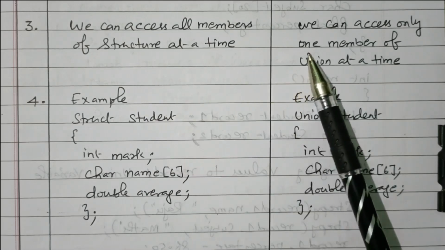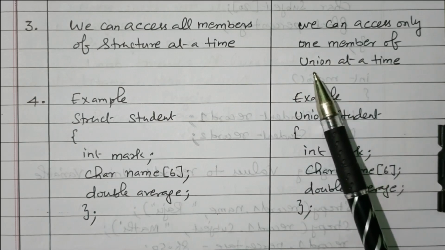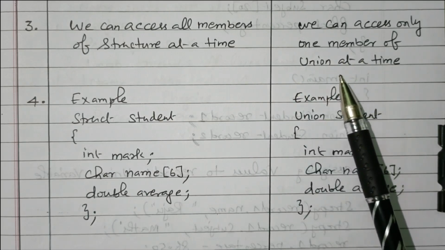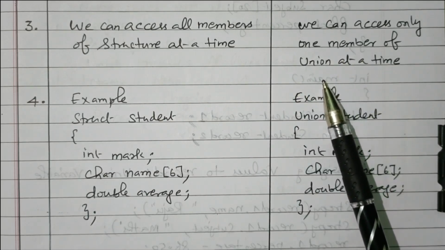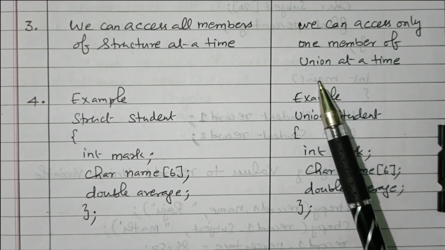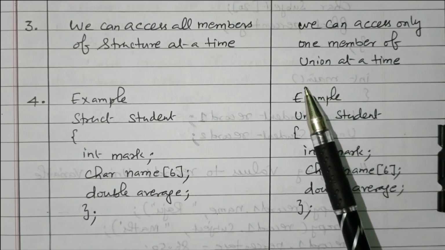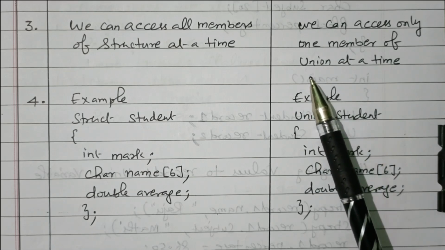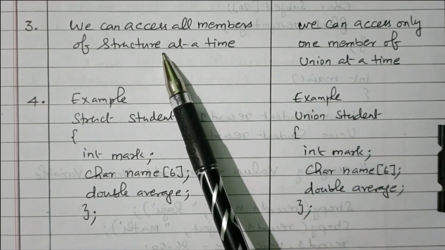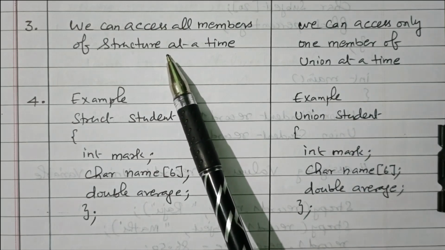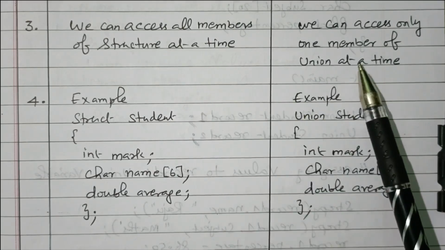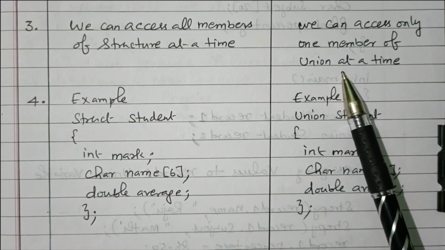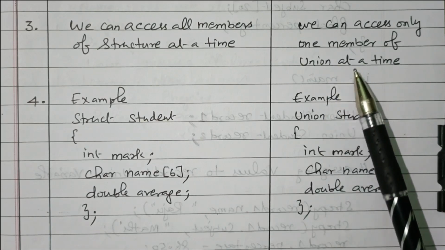Here we can access only one member of a union at a time, right? Once the data is stored, if you store another data, that will be overwritten. So only the last stored data is available. The earlier stored data is not available. But in a structure, the members are located in different locations, so we can access them at any time. But in the union, only the last stored data we can access, right?